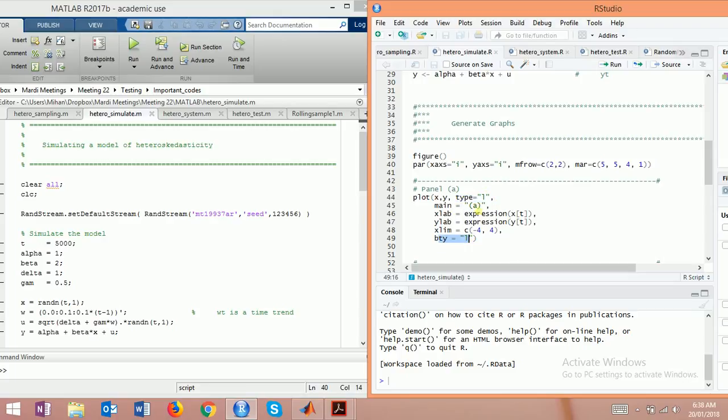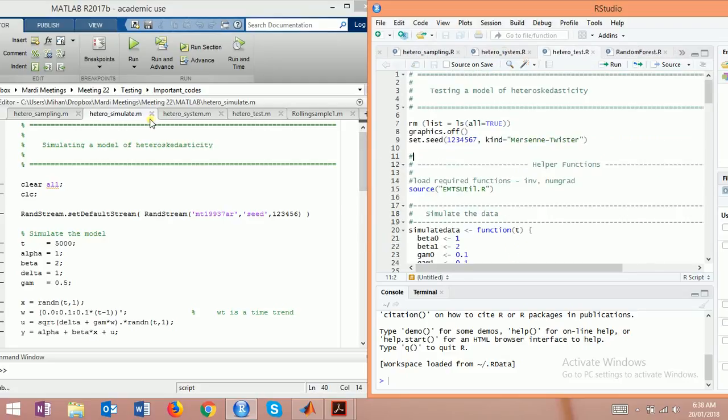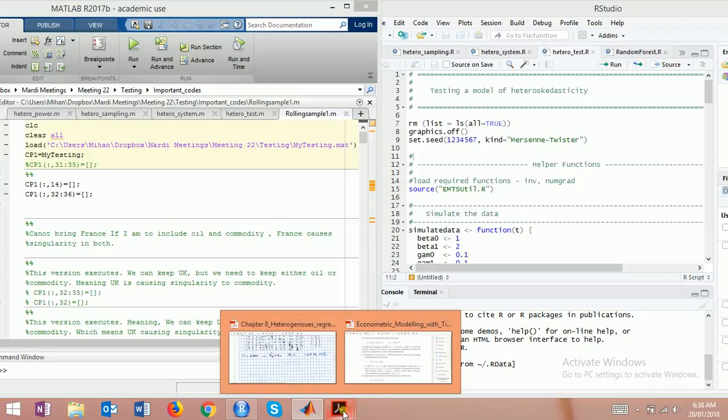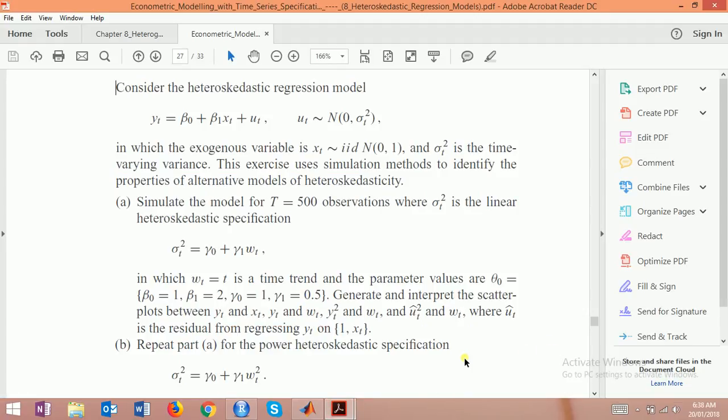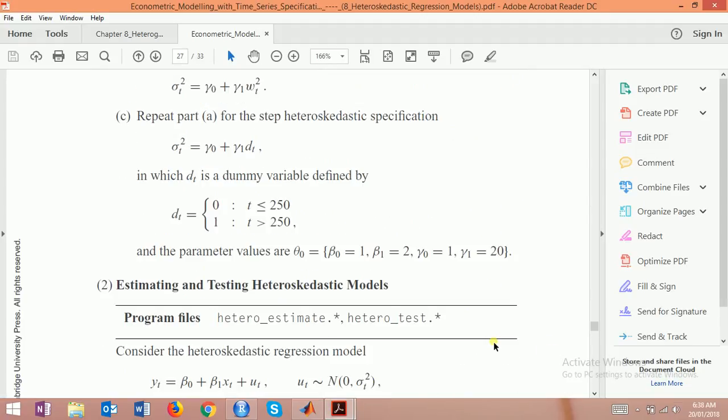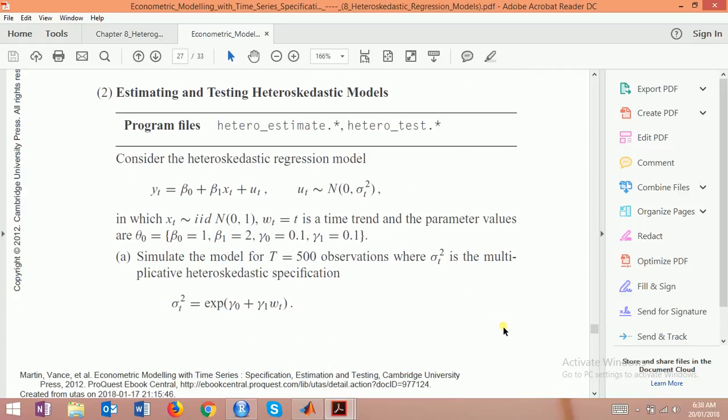Okay, this is not necessary, just limiting between -4 to 4. We can do it manually if I can recall. So this is heteroscedastic simulation. The next problem, see, sometimes the problem seems bigger than the solution. The next problem is estimating and testing a heteroscedastic model.